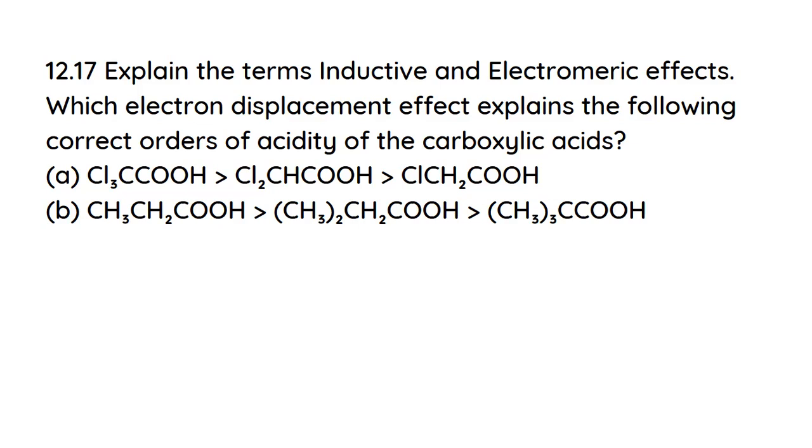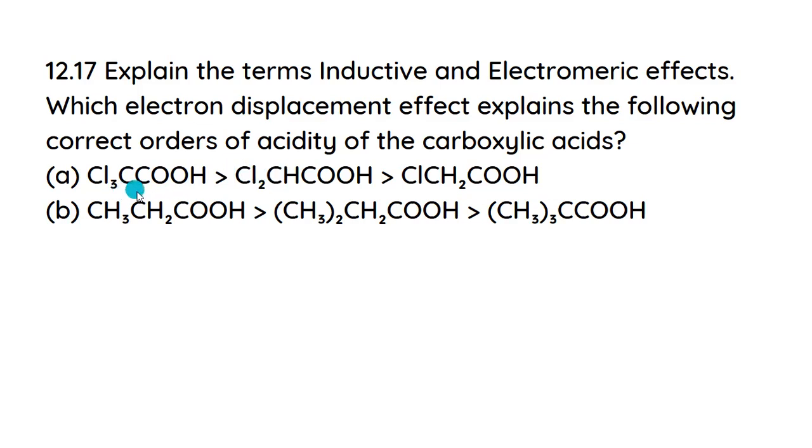Which electron displacement effect explains the following correct order of acidity of the carboxylic acids? The answer to this is inductive effect. So in the case of Cl, the first one has 3 Cl groups, right? So the electrons are pulled by the Cl3, which makes it easy for the hydrogen atom to get removed. Generally, the acidic nature of COOH is the fact that it can lose the hydrogen, so COO minus and H plus is formed.